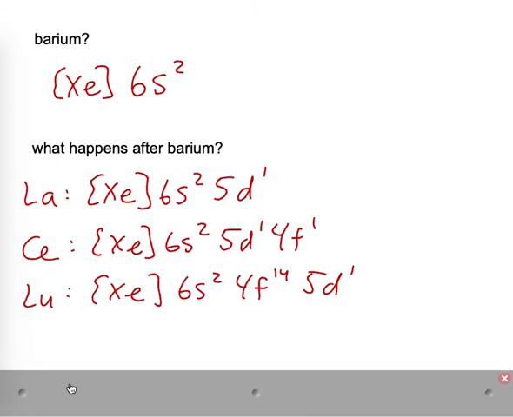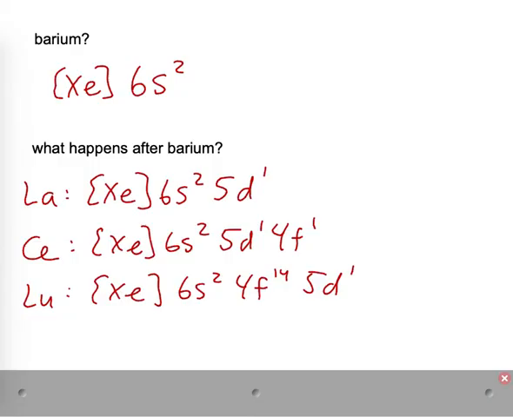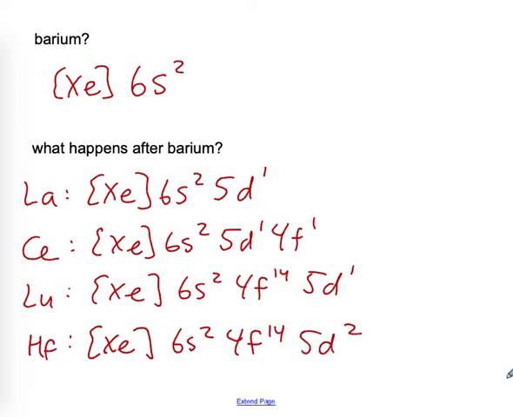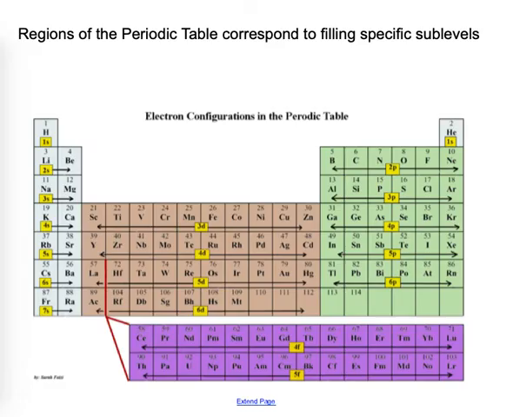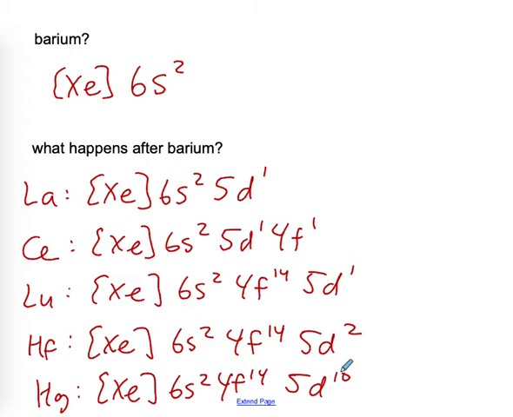After lutetium, atomic number 71, we go to hafnium, atomic number 72. And as you can see, now we're back in the 6th period. So I'll write the configuration of hafnium as xenon, 6s2, 4f14, 5d2, and I'll continue along filling the 5d sublevel until I've completely filled it with 10 electrons, which corresponds to mercury. So mercury has the configuration xenon, 6s2, 4f14, 5d10. We'll do more examples of these in class.